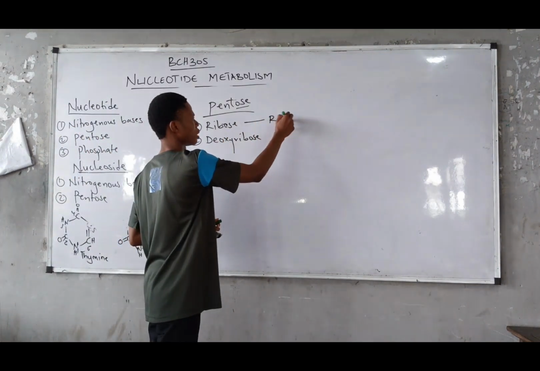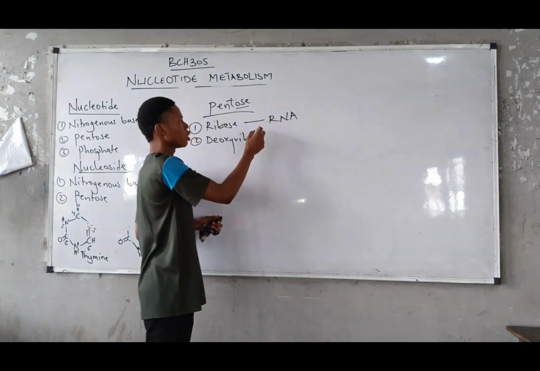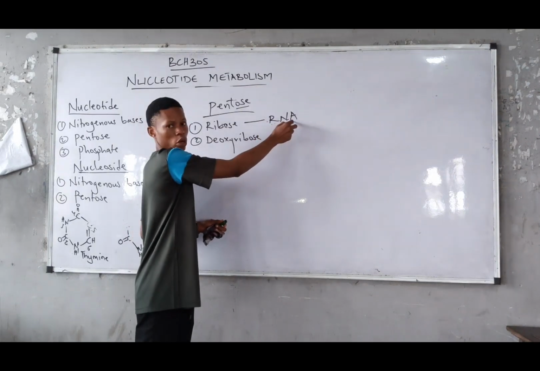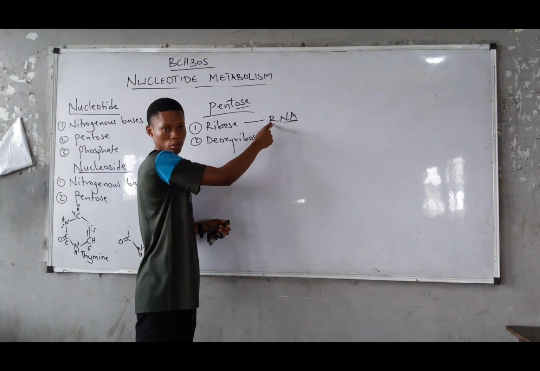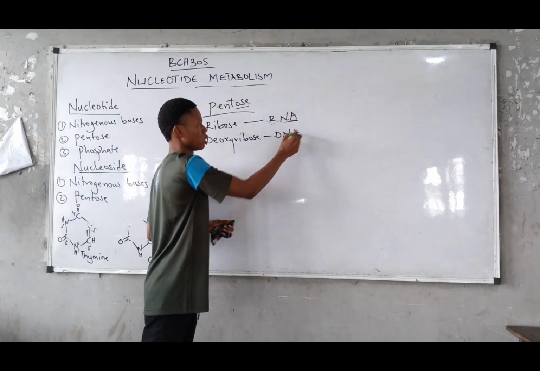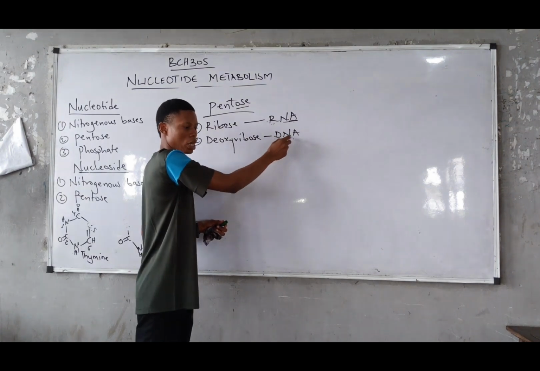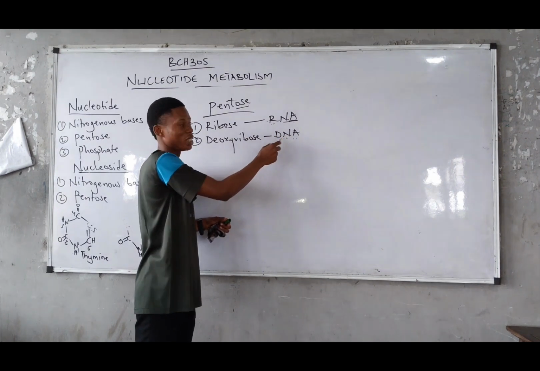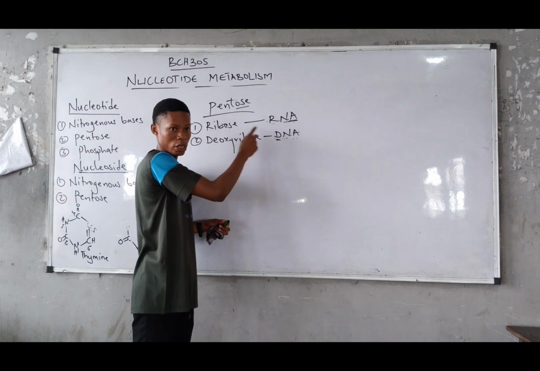RNA, right? What is RNA? Ribonucleic acid, because it is a nucleic acid containing ribose sugar. Deoxyribose is found in what? DNA. The full meaning is deoxyribonucleic acid, meaning nucleic acid containing deoxyribose sugar. Do we get that?